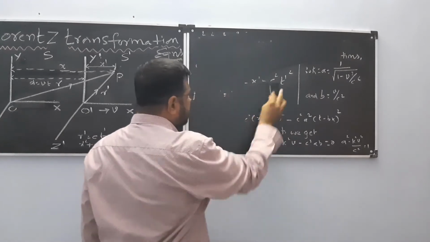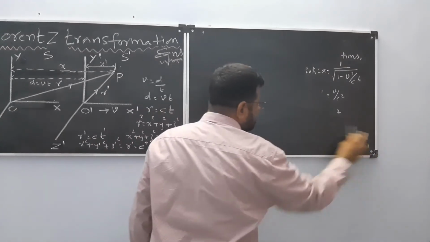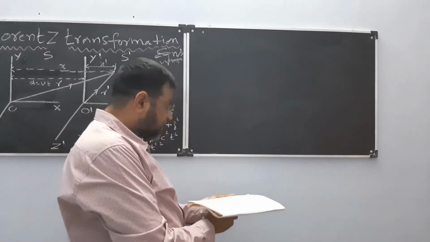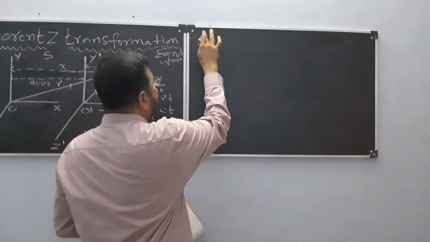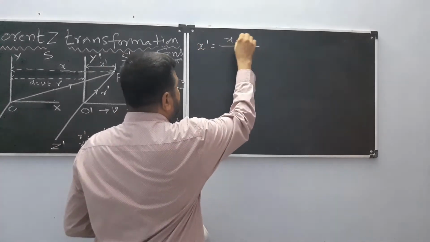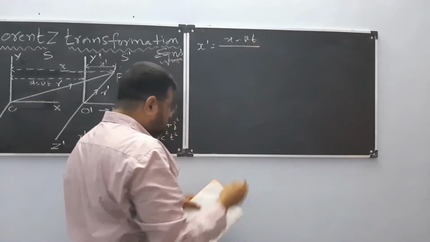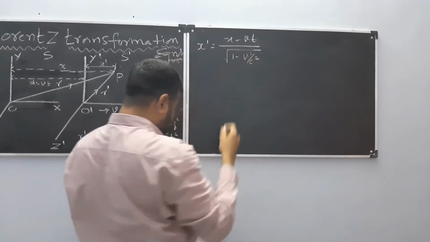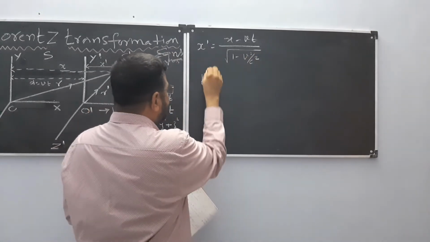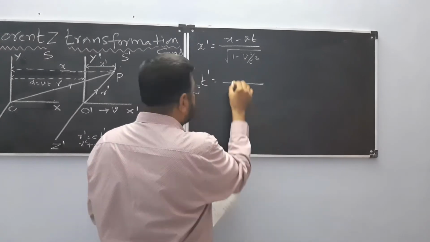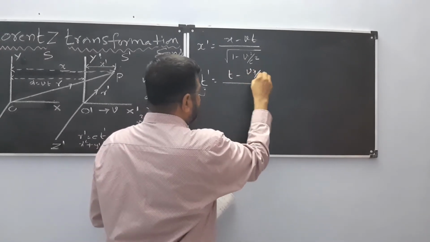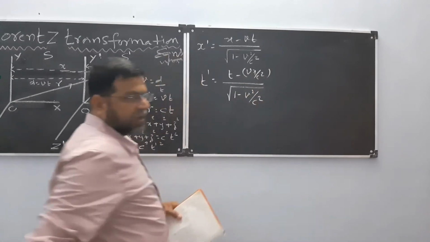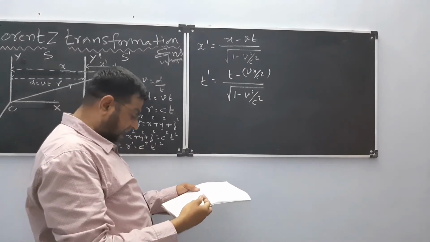After finding out the constant values, we have to substitute these values, and from that we will be getting the Lorentz transformation equations. So we can now write x dash is equal to x minus vt divided by root of 1 minus v square by c square, and t dash is equal to t minus v into x by c square, divided by root of 1 minus v square by c square. So we are getting the value of x dash and t dash.